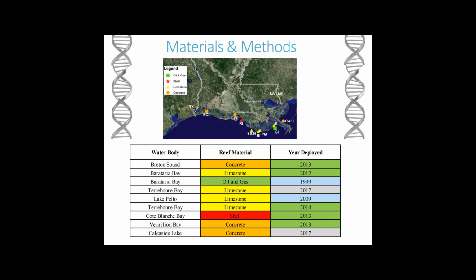So here's a map of the 9 reefs that we sampled in coastal Louisiana. We had 3 reefs that were constructed of concrete materials. We had 4 reefs that were comprised of limestone riprap, 1 shell reef, and 1 oil and gas reef. Our sampling was done in 2018, so we had reefs that were constructed in 1999 all the way up through 2017.